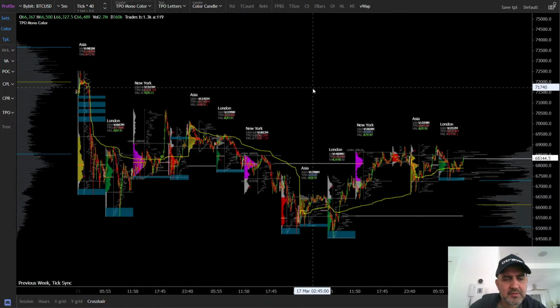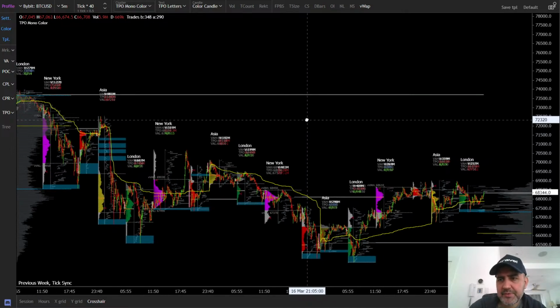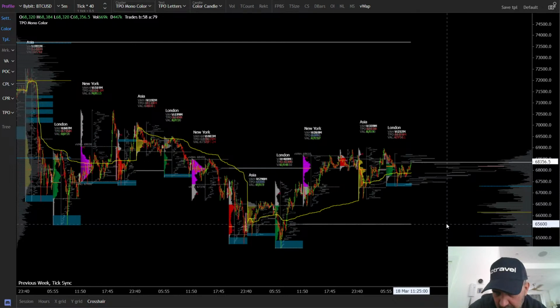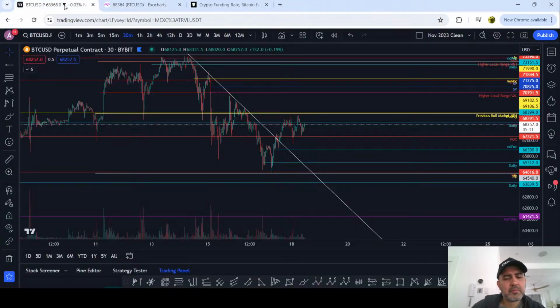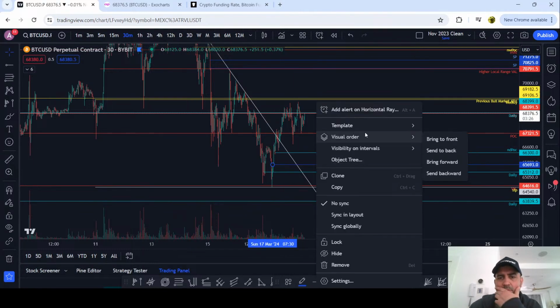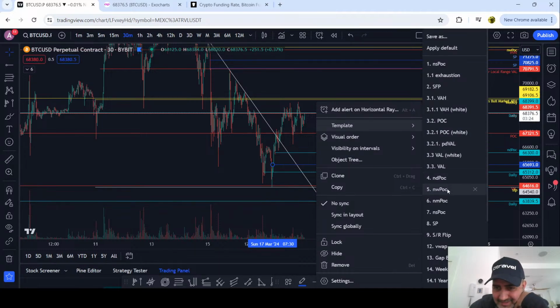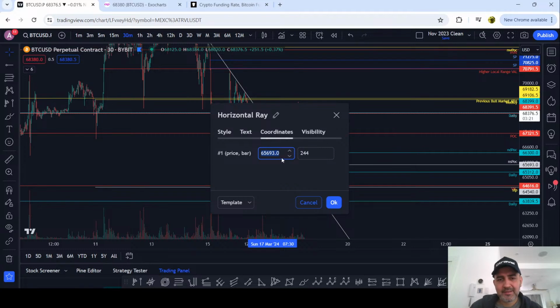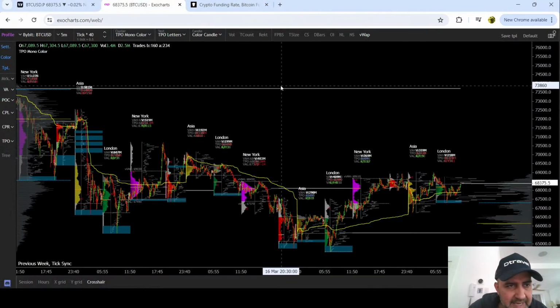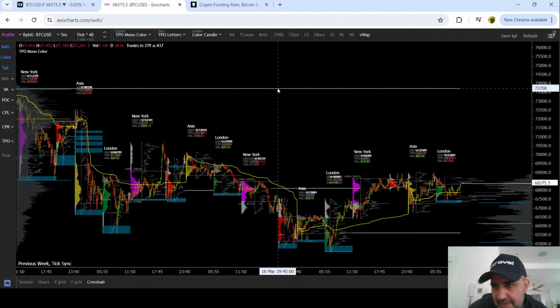Anything above us? Oh, you have one up there as well. Okay. Can mark those as well. 65600. Template for that. Yeah. And one up there as well, which is the Asia session, 73700.